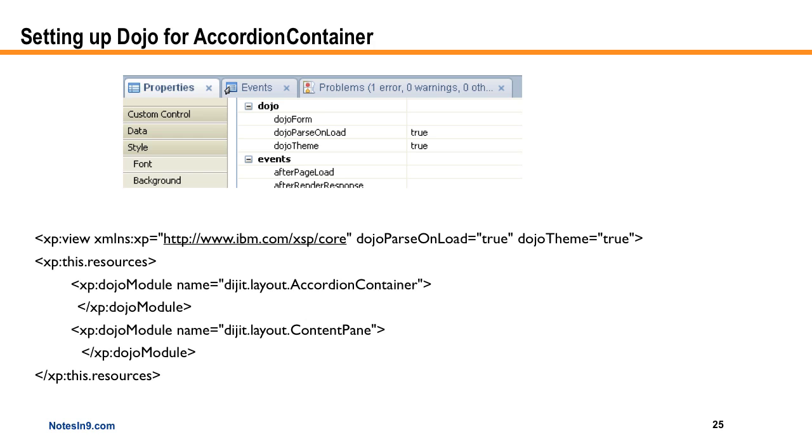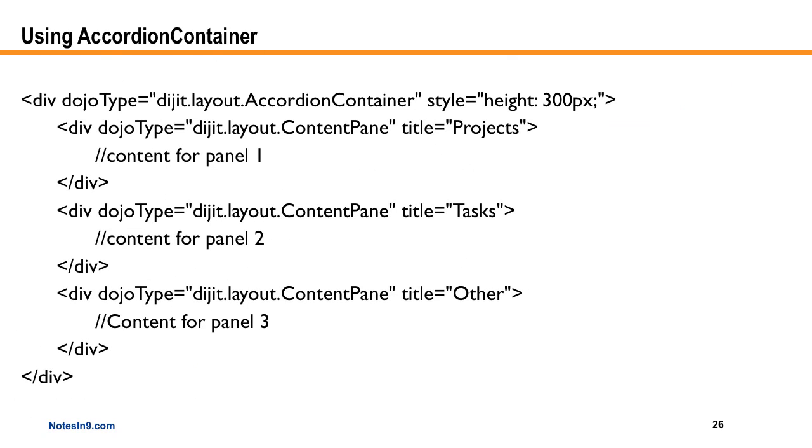So the accordion container is going to be the encompassing div, and then the content pane is going to be the sections inside the div. So basically the different tabs or menus. Okay, and then this is what it looks like. So you can see the accordion container div, dojo type equals dijit.layout.AccordionContainer, and the attribute of height. And then inside it, for each content pane, we have a title: projects, tasks, other, and then that's where we put our content in. And it's important to remember that the content in here could be anything. You just type it in, it's just HTML, but you can also drop custom controls in there.